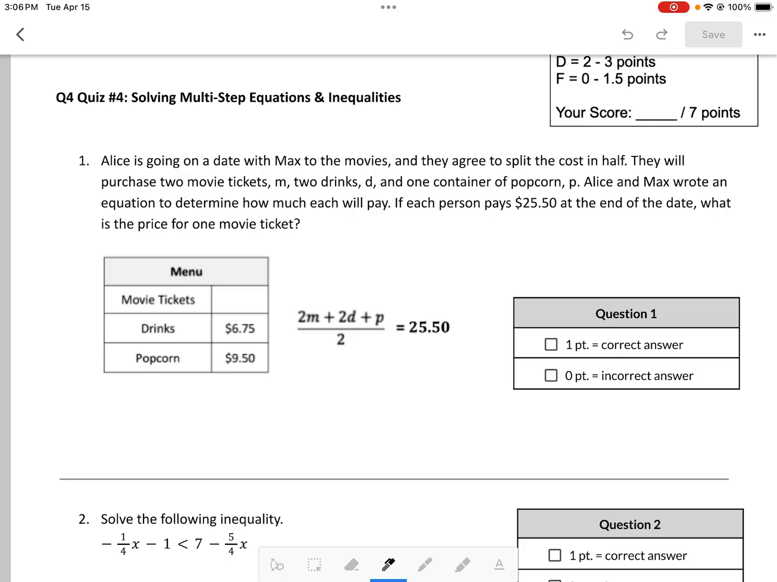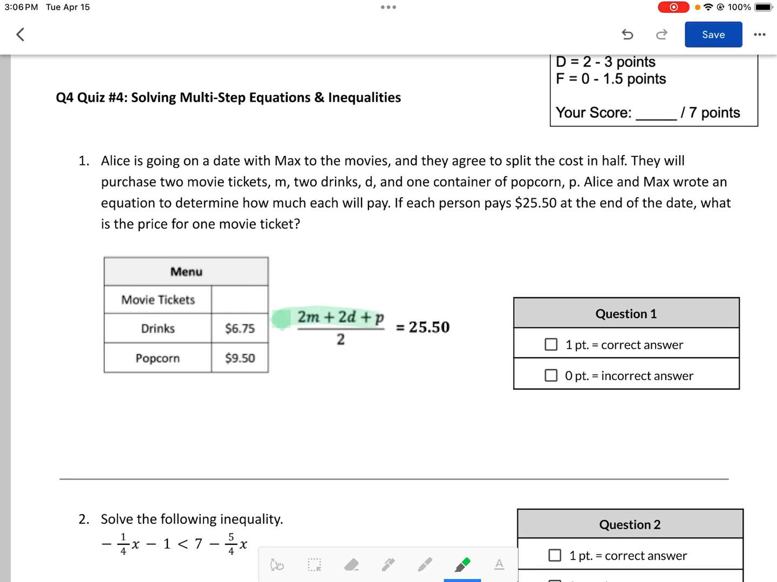Looking at number 1, it says Alice is going on a date with Max to the movies. They agree to split the cost in half. They will purchase 2 movie tickets M, 2 drinks D, and 1 container of popcorn P. Alice and Max wrote an equation to determine how much each will pay. If each person pays $25.50 at the end of the day, what is the price for 1 movie ticket?